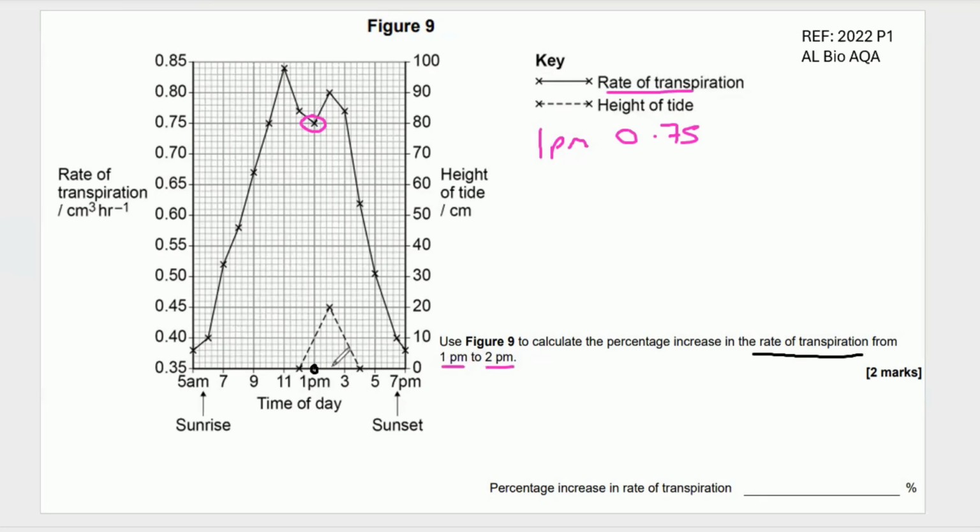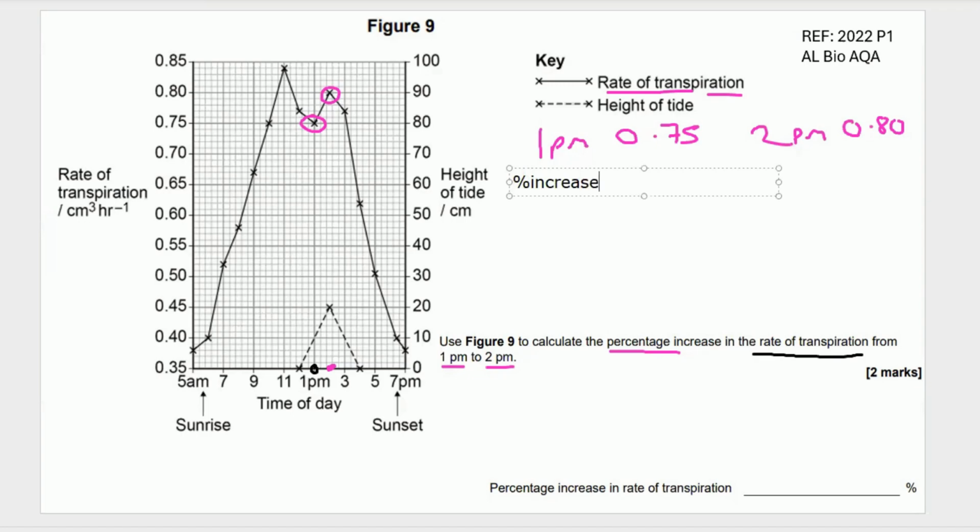Now we need to figure out the rate of transpiration at 2 p.m. And conveniently for us, it's this plot here at 0.80. So now what do we need to do? Well, percentage change or percentage increase, you just need to do the difference over the original.